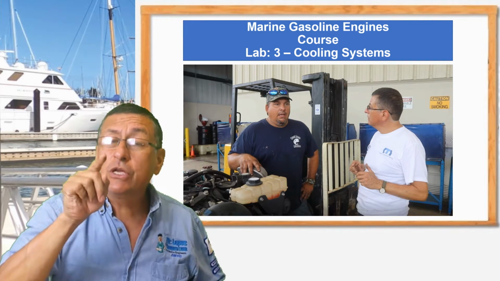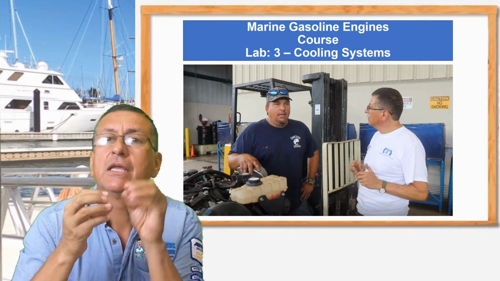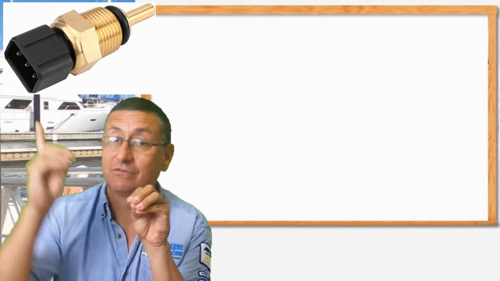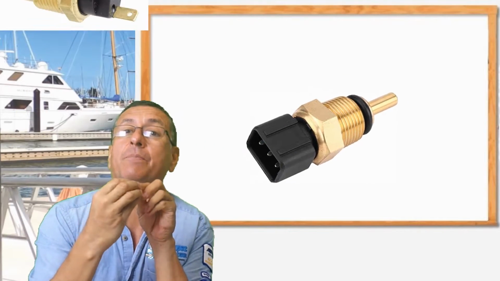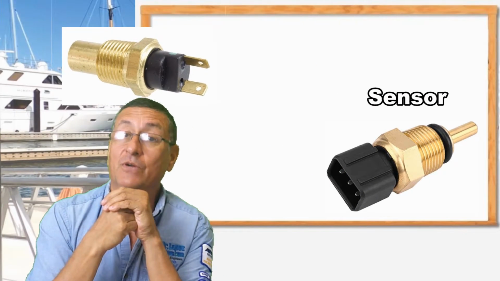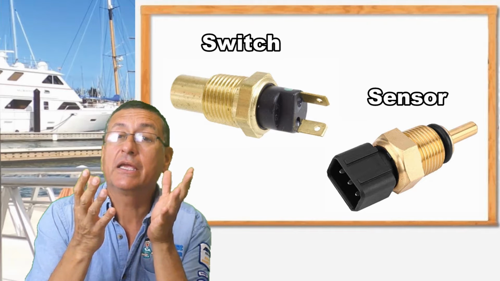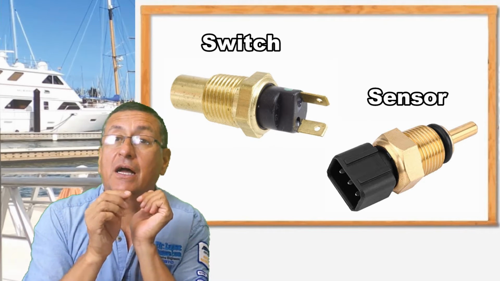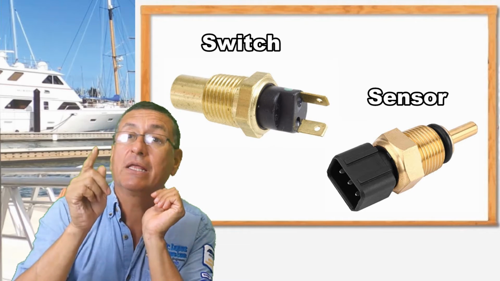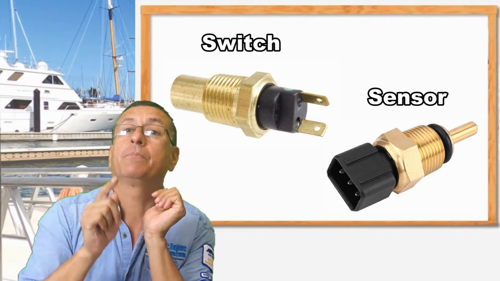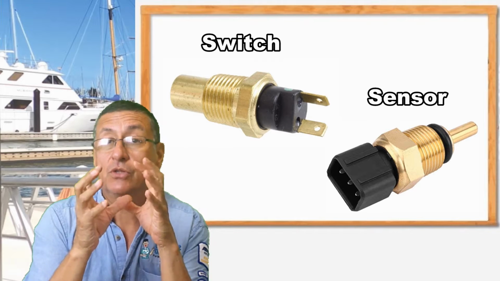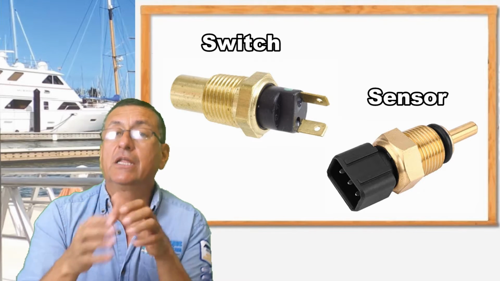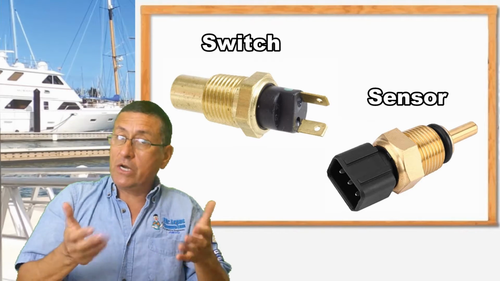Correct? And we are going to check in the thermostat housing the sensor, the coolant temperature sensor, and the coolant temperature switch. Right? You remember in our class of electricity, the wiring of those elements, the coolant temperature sensor and the coolant temperature switch. Correct. We are going to check where those elements are located in the thermostat housing. This is for raw water system inboard engines.